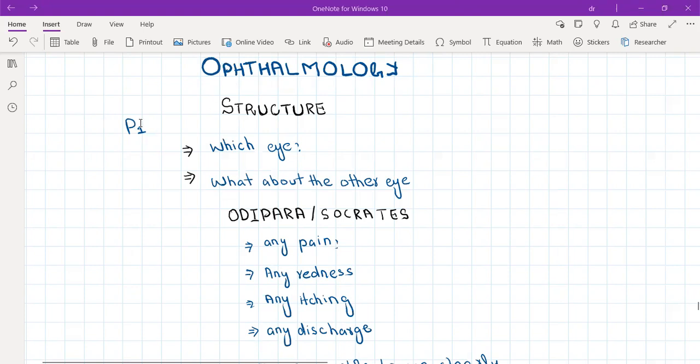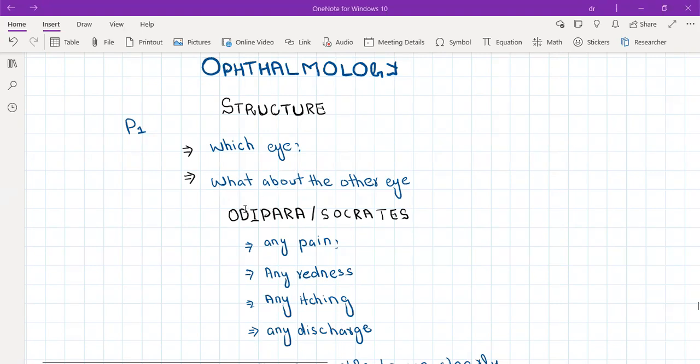So in a history of presenting illness, the first thing that you need to ask is you need to ascertain which eye the patient is talking about. If the patient says I have pain in the eye, you need to ascertain whether it's the left eye or the right eye, so which eye is basically symptomatic. The next question will be, what about the other eye? So you need to compare the other eye as well.